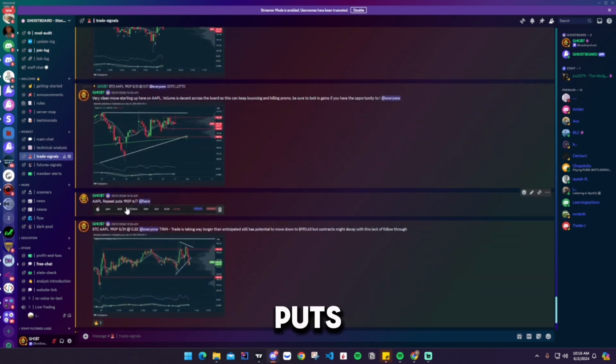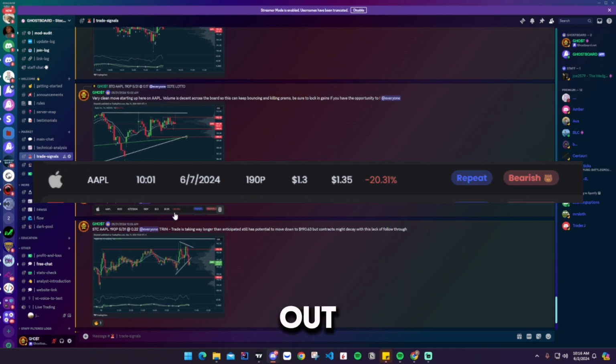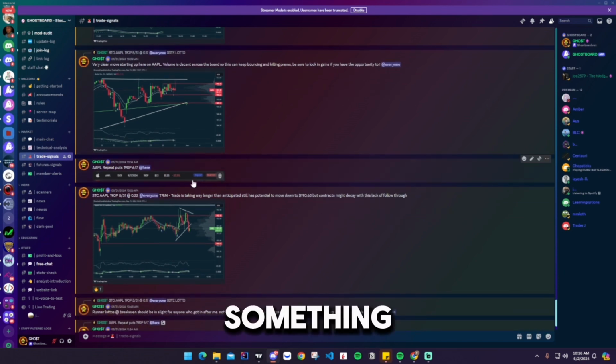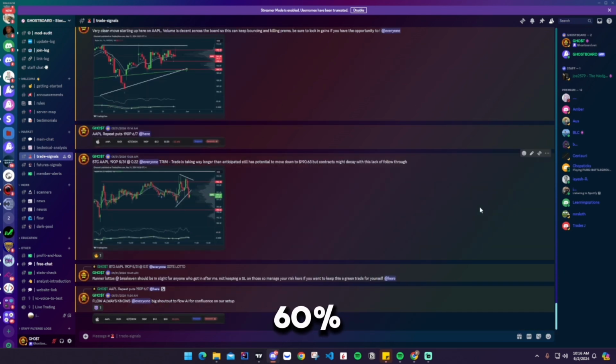And this is the Apple puts that came in for about a week or two out, which was repeat activity into the 190 puts, paying $1.30. So this is the next scanner that we're going to be talking about, on exactly how you can utilize this for a setup like this and how you can capitalize off something like that. We ran for about 60% on this setup. Absolutely incredible. An easy move.